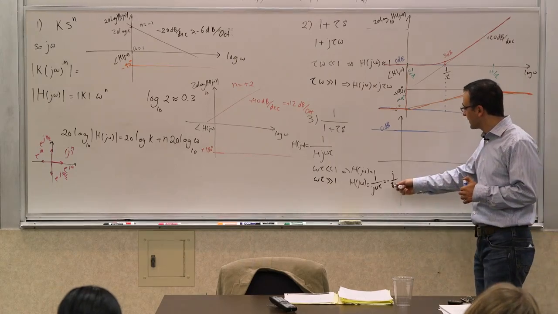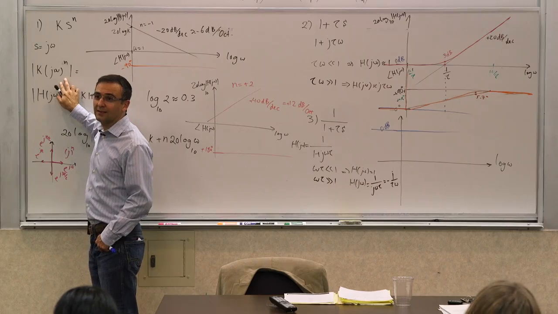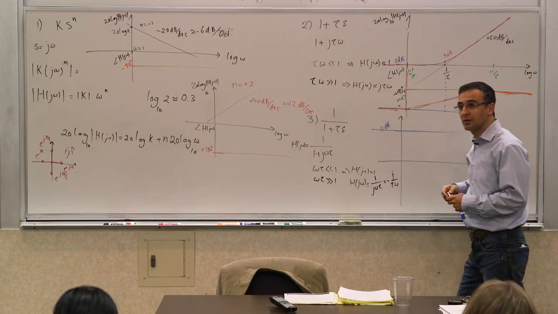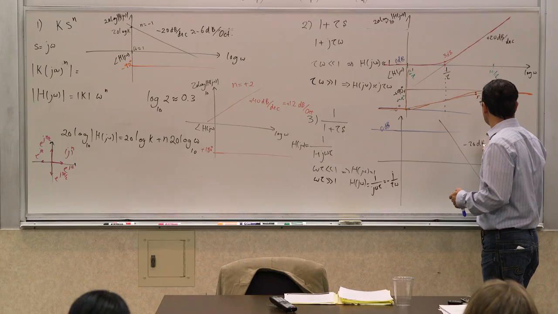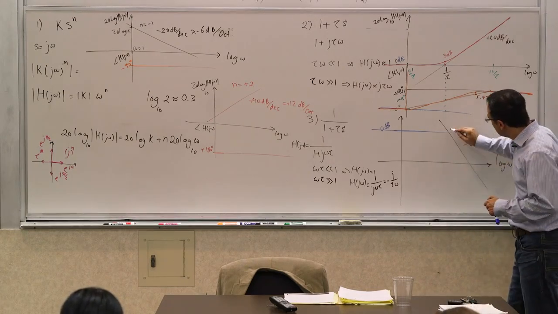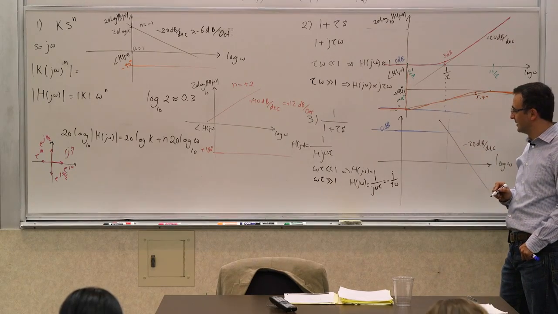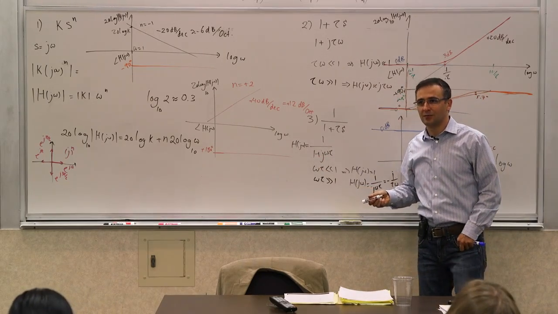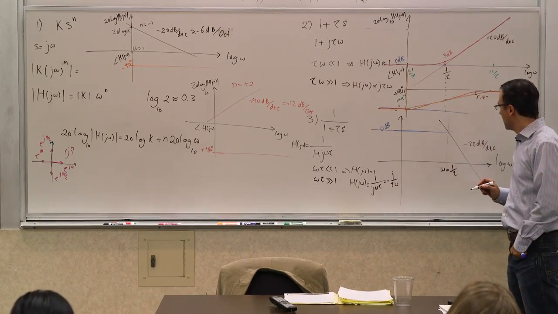Okay, so this is still of this form, right? For what n? What's n? Negative 1. So what do I have? What's the slope of this asymptote? Negative 20 dB per decade, yeah. And what is this intercept point? What is omega? When this is equal to that, right? Which is omega equal to 1 over tau, correct. So these are the two asymptotes.